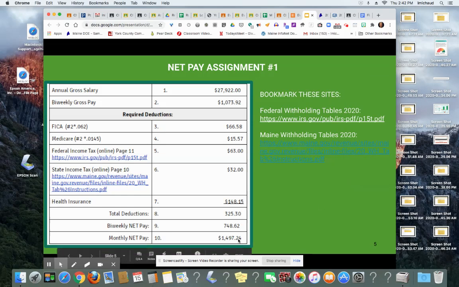I mean, just think about it. Most rents are at least $1,500. So you'd have to work this out. But anyways, this is an introduction to net pay, and hopefully you learned something.